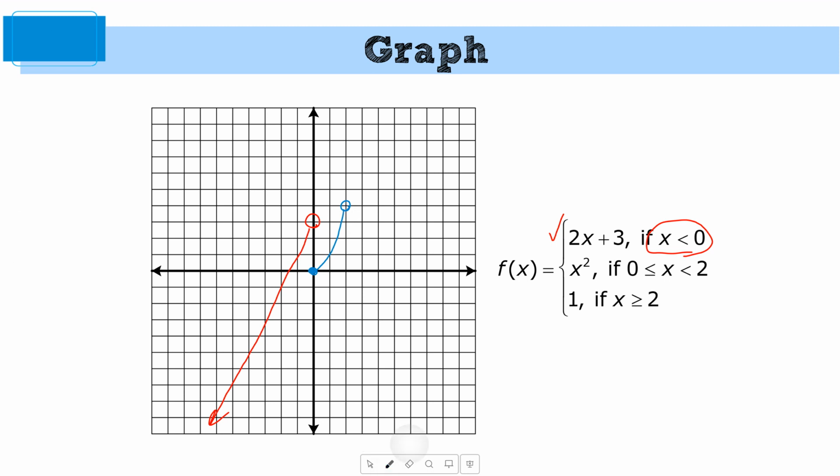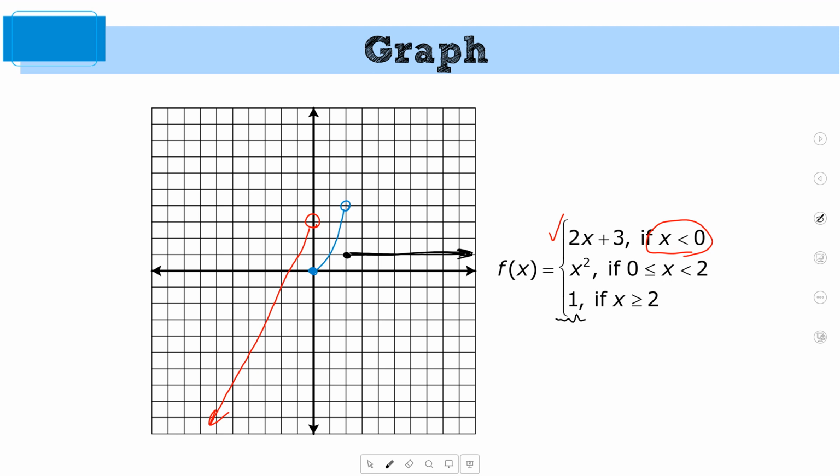And last but not least, what's this look like? Keep going. What about that? Y equals 1. Good. Solid dot or open circle? Solid. Solid dot. Okay. There's my piecewise function.